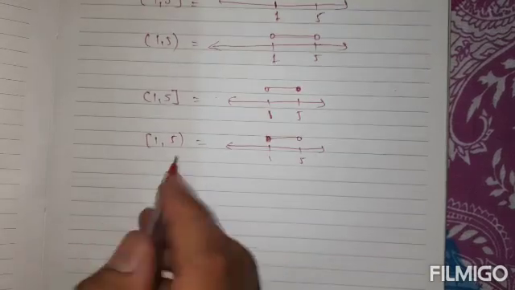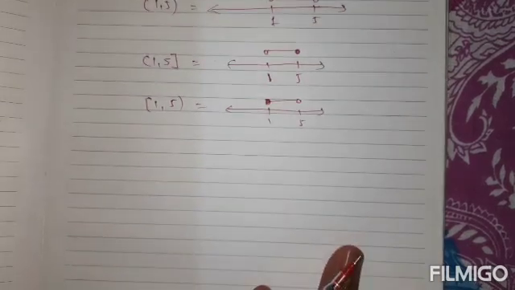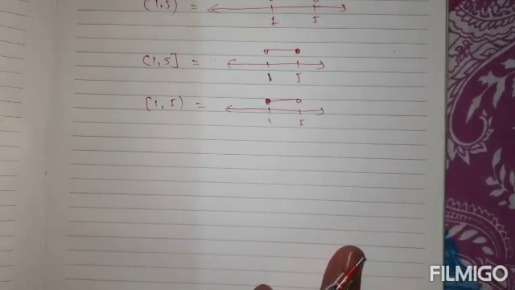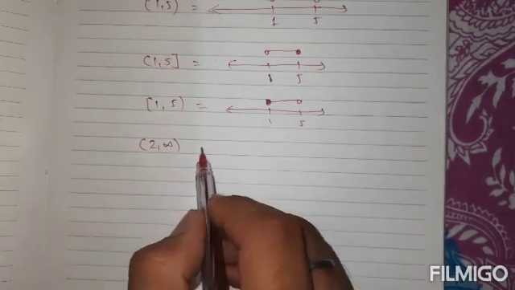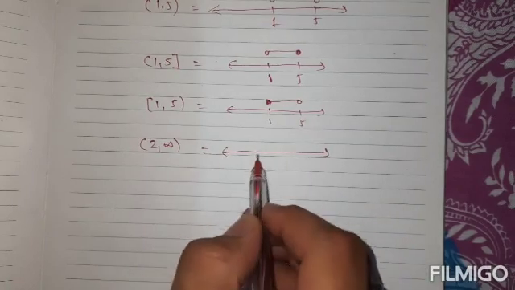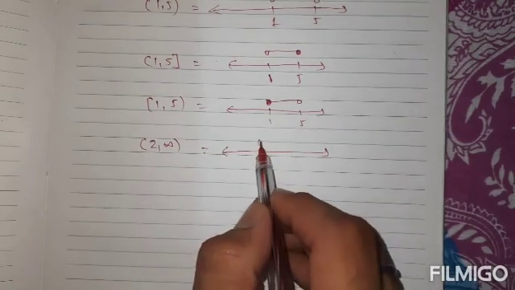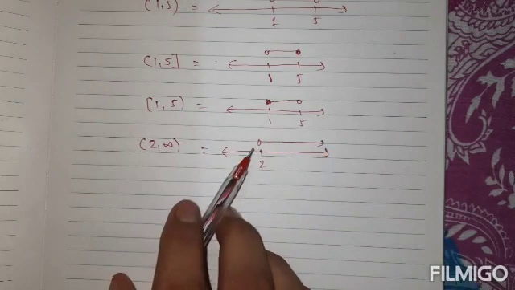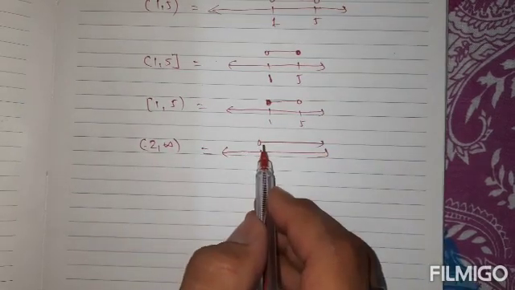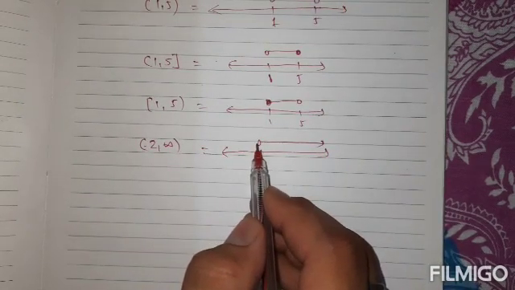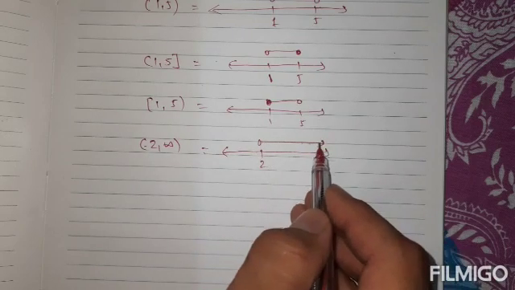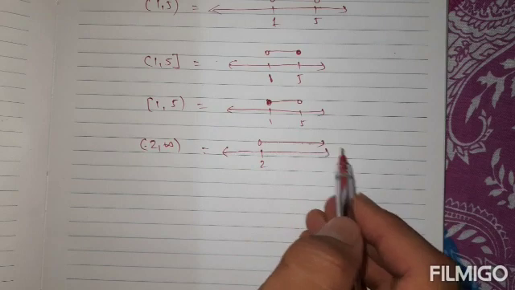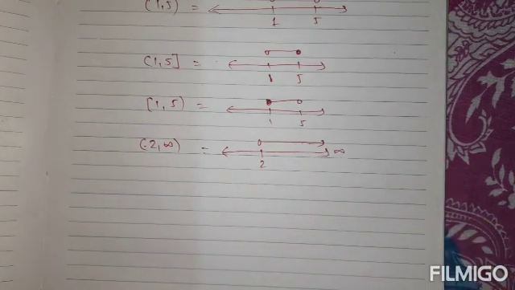If suppose there is an interval in which one of the extremities is infinity, like this one, 2 to infinity, so this can be drawn in this way. Here 2 is not included, so over 2 we have placed an open dot, and this goes up to infinity. Here we have marked an arrow, so it means that this goes to infinity, and so on.